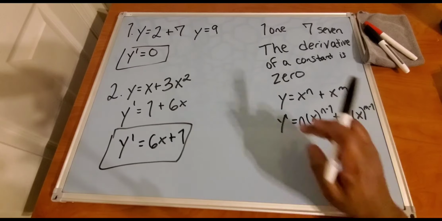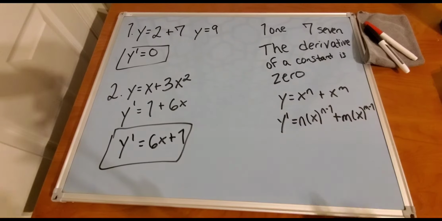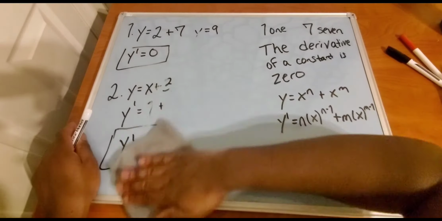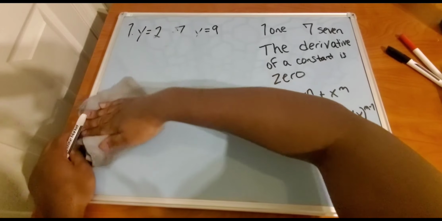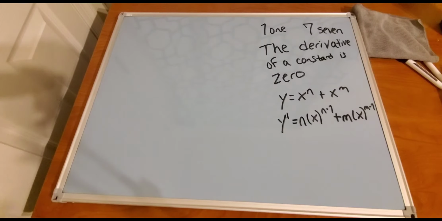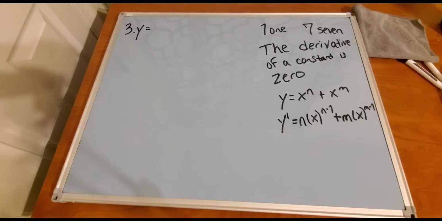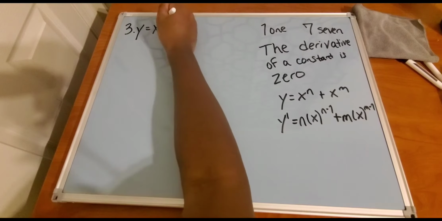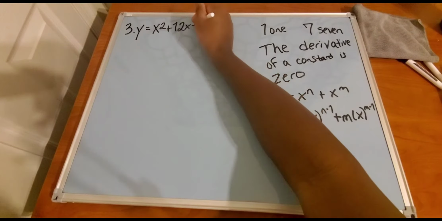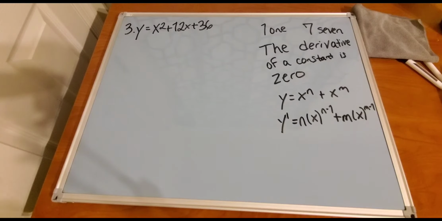I'm going to keep this over here because I think this is fairly important, until I accidentally erase it, and it's going to happen. So let's go ahead and move on to question number 3. For question number 3, we have y is equal to x squared plus 12x plus 36. Now I know you're probably thinking, well, I can factor that down because it's x plus 6 squared.